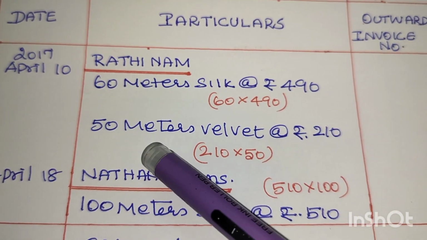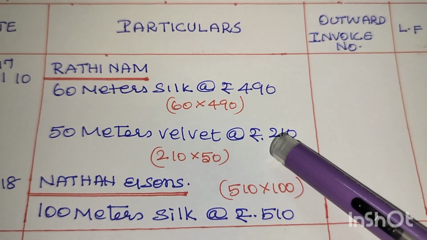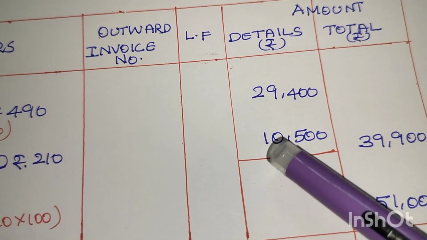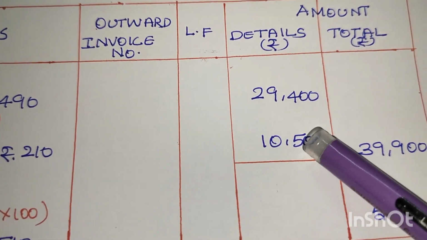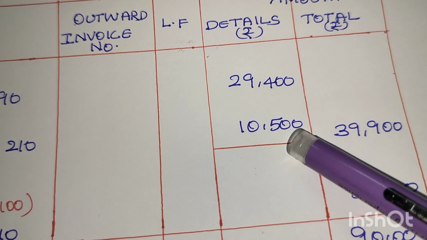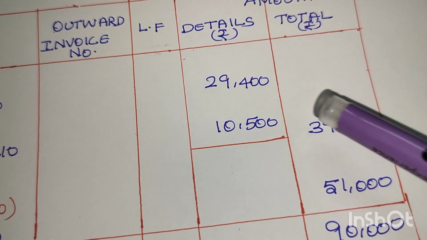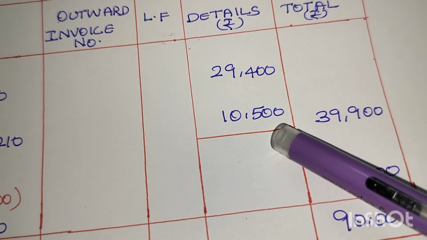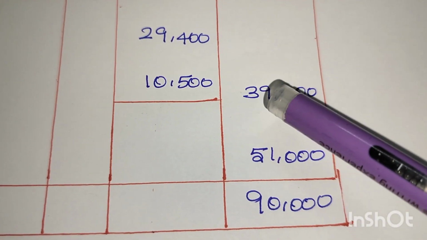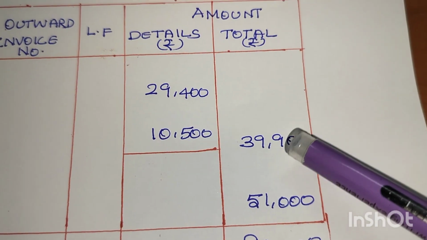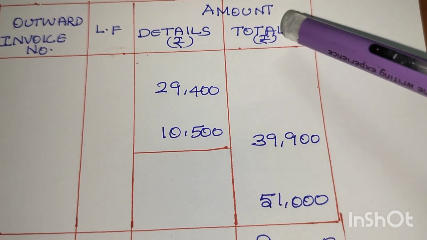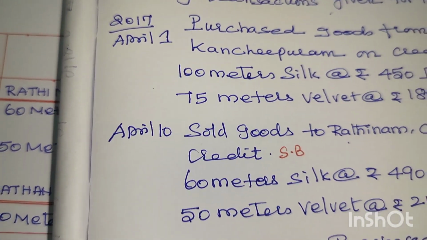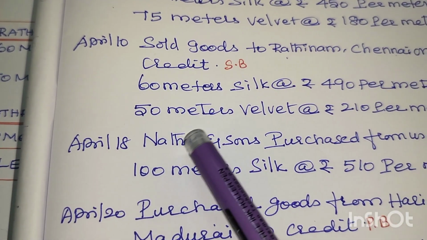Then 50 meters velvet at rupees 210. The calculation is 210 into 50. How much do we get? We got 10,500. Then we have to add these two values and enter into the total column. That is 29,400 plus 10,500. How much do we get? We got 39,900 to be entered into the total column. We entered. Then the next transaction is April 18.